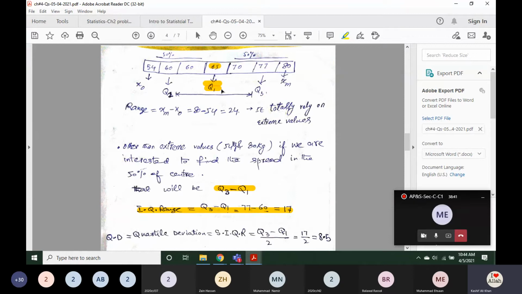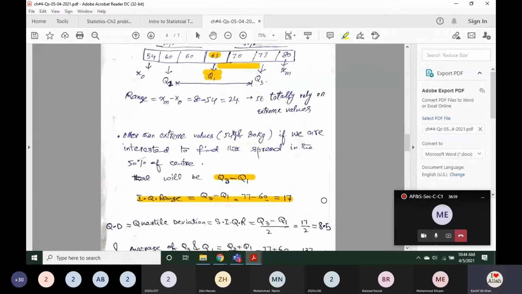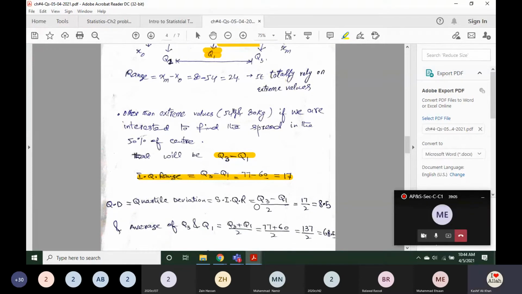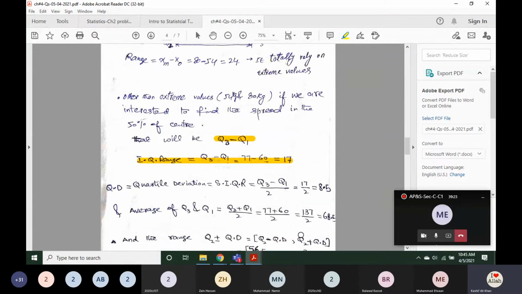So the total spread is 17, so what will its half be? Half will be 17/2 and that will be 17.5. Oh, sorry, not 17.5. Divide 17 by 2 and we get 8.5. Now, the semi-interquartile range formula is (Q3 minus Q1)/2. That is also called the quartile deviation. And the average of Q3 and Q1 is, add the values of Q1 and Q3 and half it. So it will be 68.5.